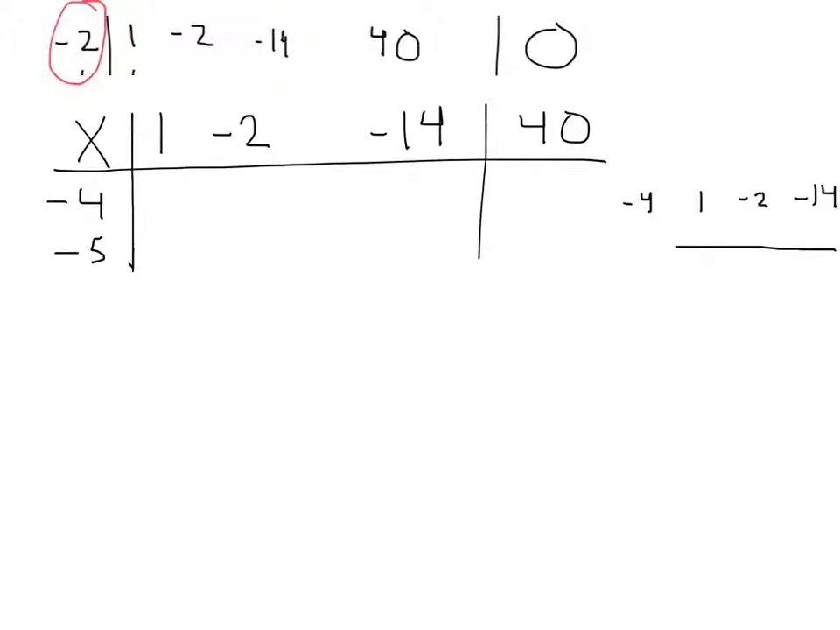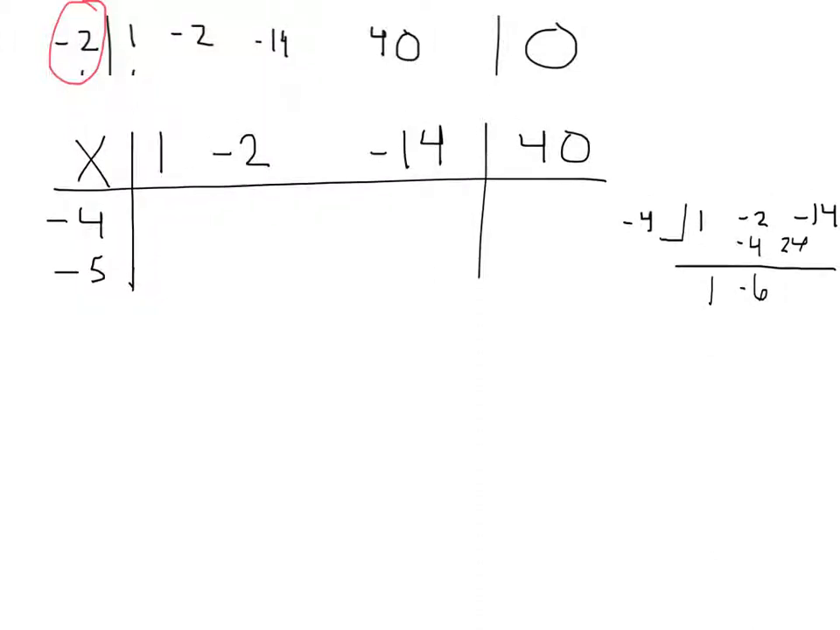So we're going to be doing the same thing we did the first time, still setting up a table, still using our synthetic division. So let's go ahead and start off with negative 4. Remember, we'll bring our 1 down. We'll have negative 4 times 1, which is negative 4. Negative 4 plus negative 2 is negative 6. Negative 4 times negative 6 is positive 24. And then if we add straight down, negative 14 plus 24, we're going to get positive 10.